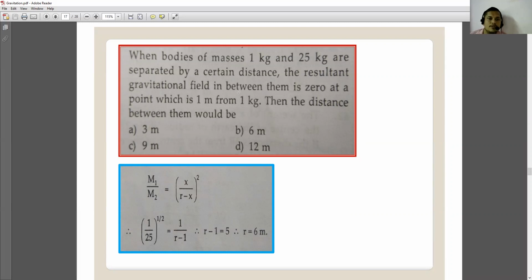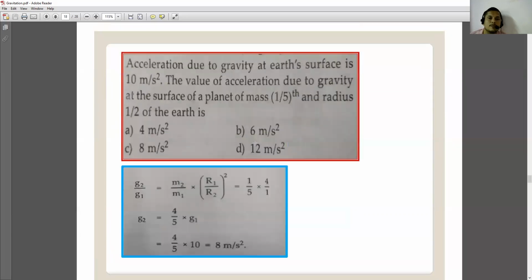The resultant gravitational field in between them is zero. The resultant is zero at a point which is 1 meter from the 1 kg mass. Then the distance between them would be, after calculation, r equal to 6 meter. That is option B, the correct one.